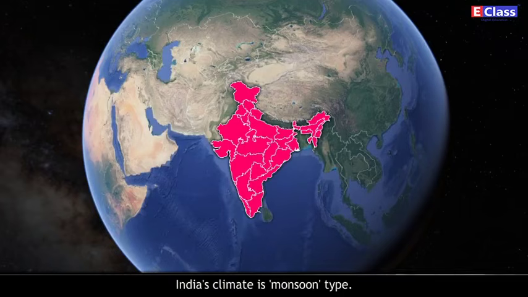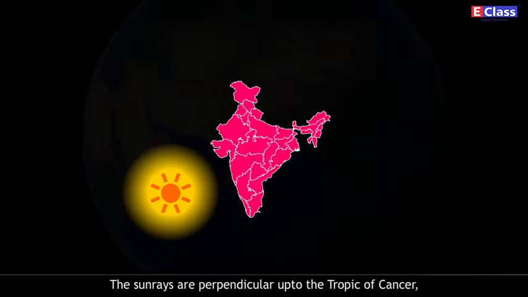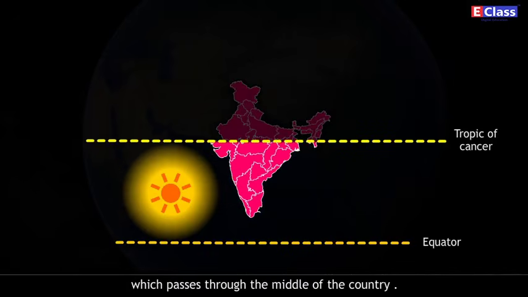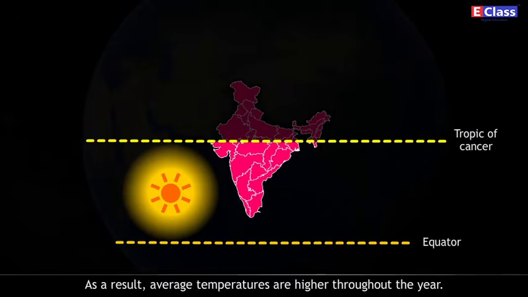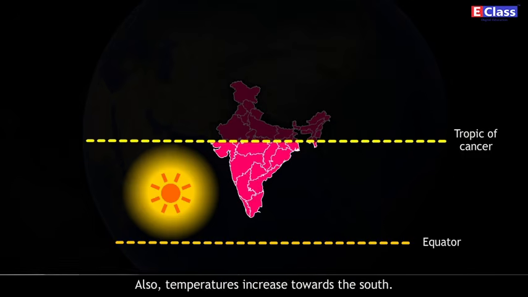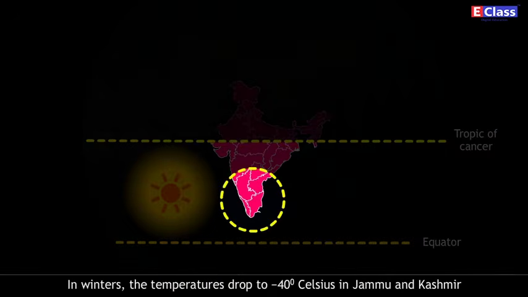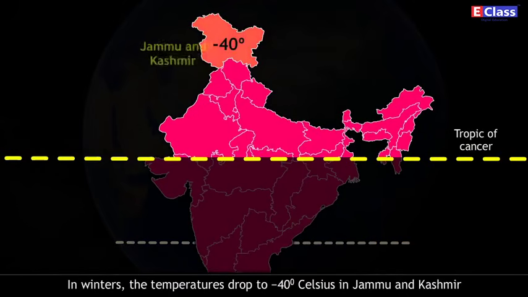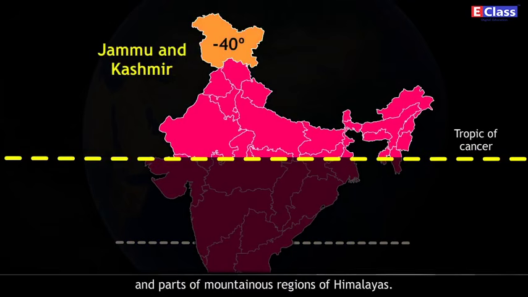India's climate is monsoon type. The sun rays are perpendicular up to the Tropic of Cancer, which passes through the middle of the country. As a result, average temperatures are higher throughout the year. Also, temperatures increase towards the south. In winters, the temperatures drop to -40 degrees Celsius in Jammu and Kashmir and parts of mountainous regions of Himalayas.